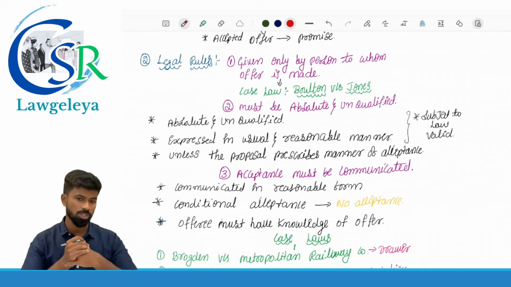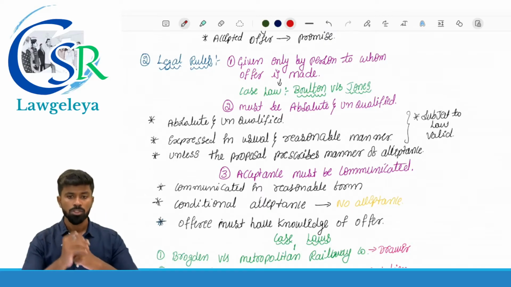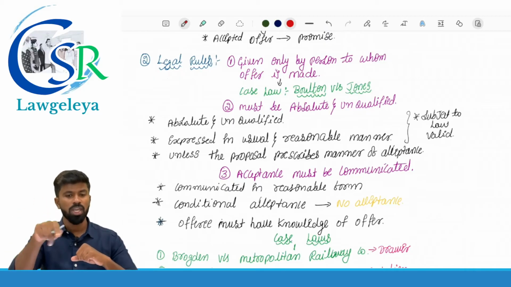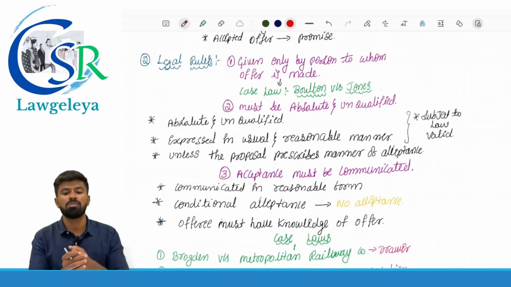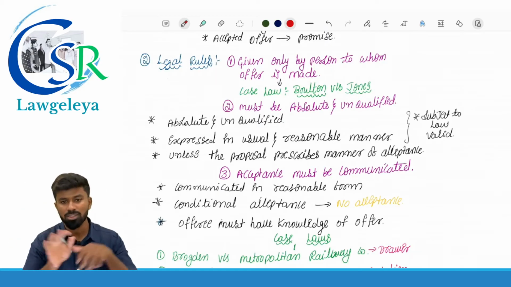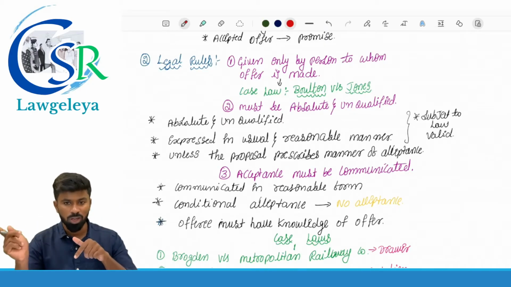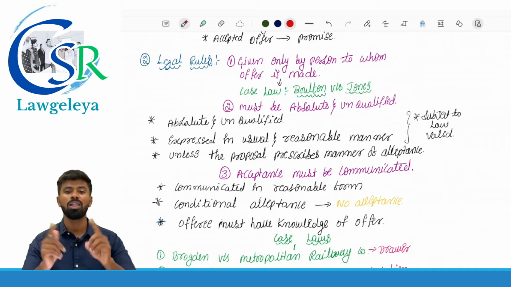And for this we have a case law. What is the case name? Bolton versus Jones case law. Where Jones made an offer to Brocklehurst, but instead of Brocklehurst, who gave acceptance? Bolton gave acceptance. Is the acceptance valid? No. If acceptance is invalid, how can Bolton file a case against Jones? He filed a case. Will he succeed? The answer is no, because the offer was made to whom? Brocklehurst. Who should give acceptance? Brocklehurst, not Bolton. So to be a valid acceptance, acceptance must be given only by the person to whom the offer is made.